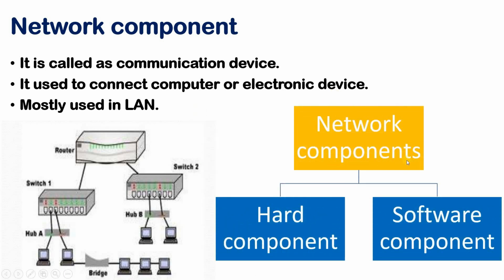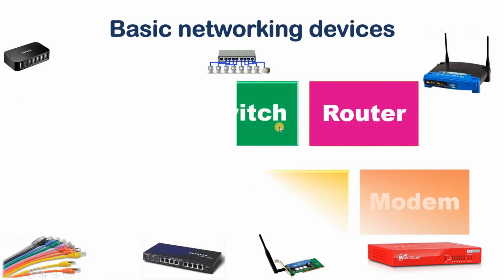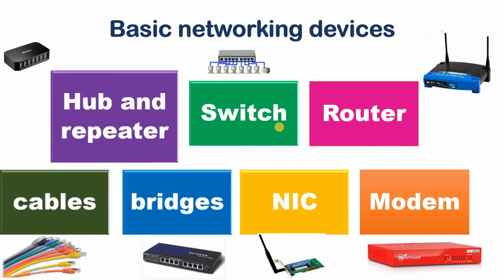Here we can classify the network components into two categories: hardware components and software components. Actually, these are the list of basic networking components or devices we are going to learn today. They are hub and repeater, switch, router, cables, bridges, NIC (network interface card), and the modem. You can understand the idea about the networking devices by visualizing those pictures.